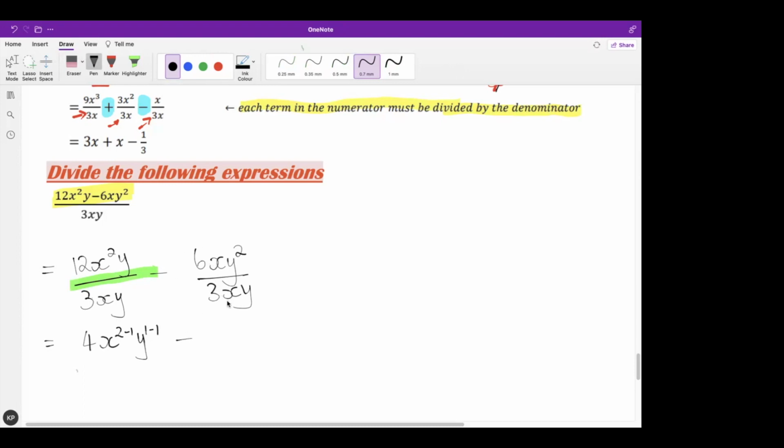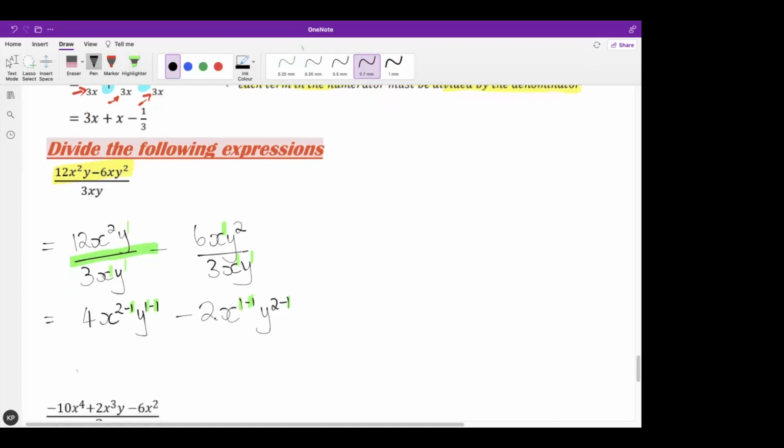Minus. Okay, 6 divided by 3. What's 6 divided by 3? That is 2. And once again, we minus: x to the power of 1 minus 1 and y to the power of 2 minus 1. If you guys are confused, these ones that I'm writing here come from the fact that there is no exponent. So if there's no exponent, my exponent is a 1.